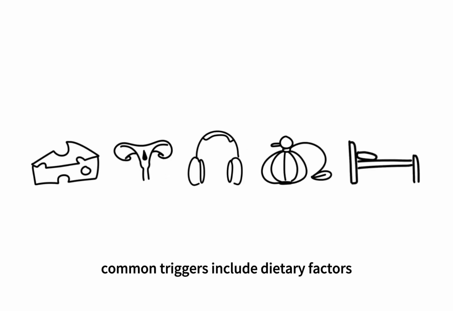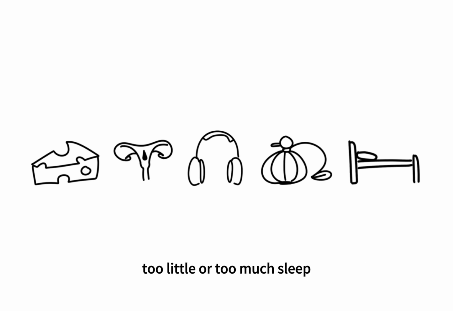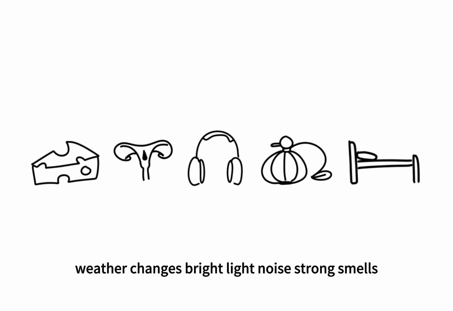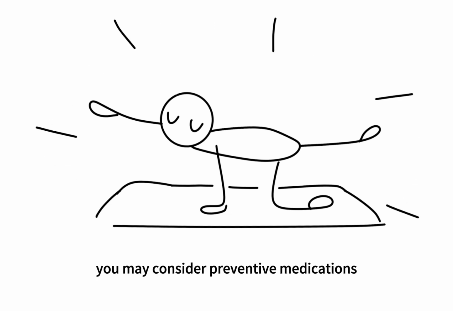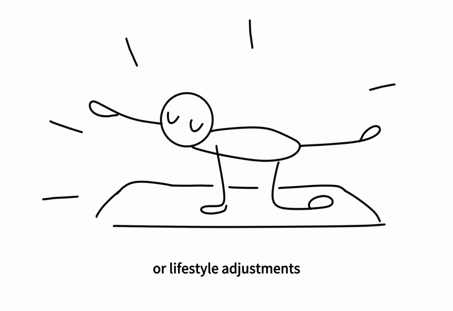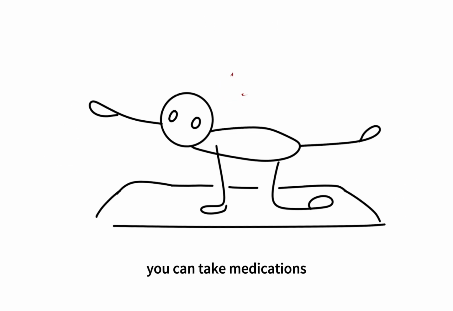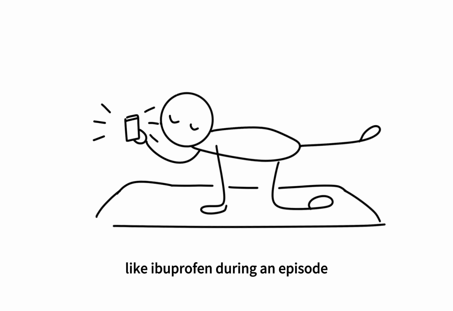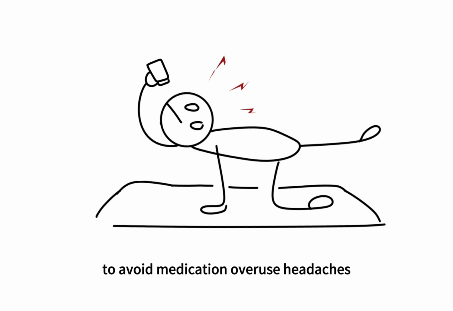Common triggers include dietary factors, hormonal changes such as menstruation or oral contraceptives, emotional stress like work pressure or exam anxiety, too little or too much sleep, weather changes, bright light, noise, strong smells, as well as hunger and physical exhaustion. If you have more than 4 attacks per month, you may consider preventive medications or lifestyle adjustments such as yoga and maintaining a regular routine. If attacks are infrequent, you can take medications like ibuprofen during an episode, but limit usage to fewer than 10 days per month to avoid medication overuse headaches.